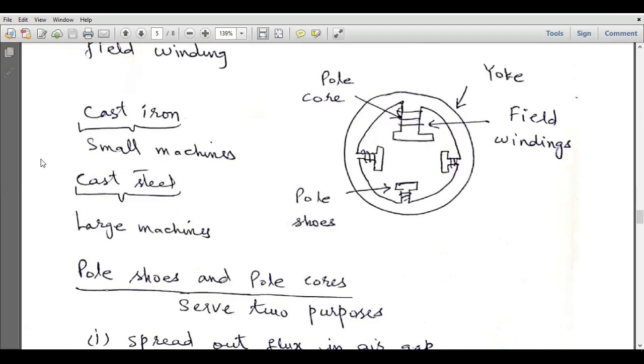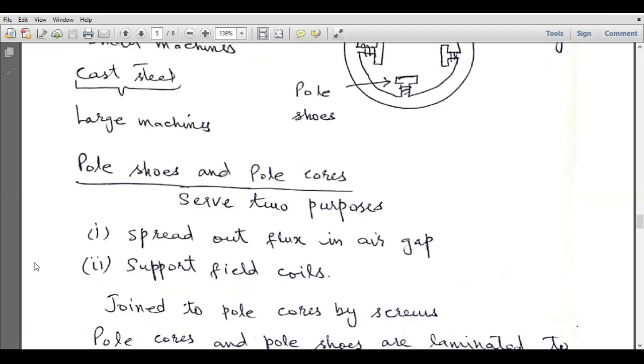cast iron has higher hysteresis loss and cast steel has low hysteresis loss. In small machines, the hysteresis loss is already small, so we don't bother about using cast steel in small machines. But in large machines, hysteresis loss can be very high, so we have to use cast steel to minimize the hysteresis loss. Next, we have pole cores and pole shoes, and it serves two purposes.